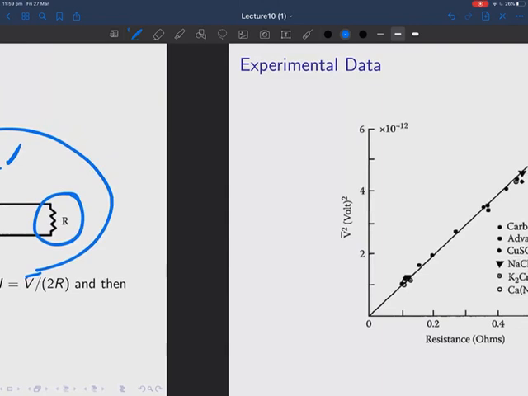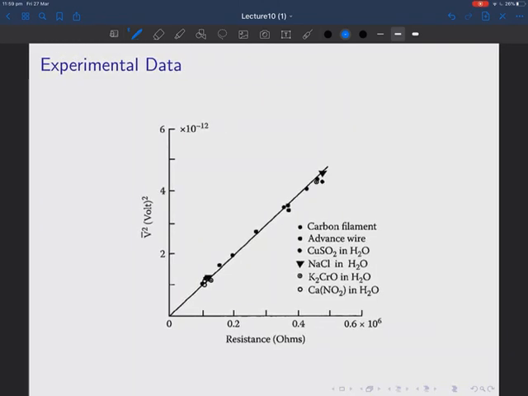And that is what was measured by Mr. Johnson. And here are his experimental results, which have the voltage squared versus resistance. You can see he's measured it for carbon filament, which I understand what that is. Advanced wire, I have no idea what that is, but it's obviously some kind of weird wire they had back in 1926. And then he's also measured it, curiously, for all kinds of solutions, because you just get resistance in copper sulfate solution and sodium chloride solution and whatever this one is, calcium nitrate in H2O. I wouldn't have thought that was very soluble, but apparently it is. You can measure the resistance for all those systems, and what you find is they all obey this particular law extremely well for the fluctuations in the voltage.